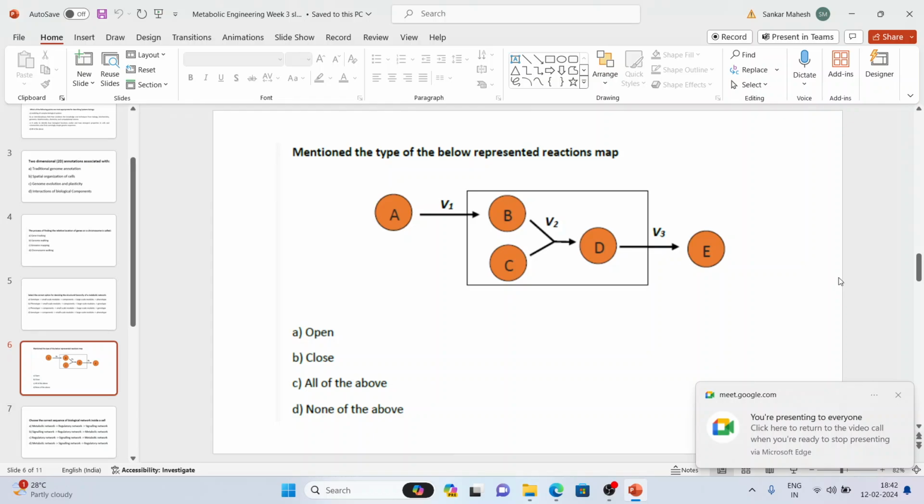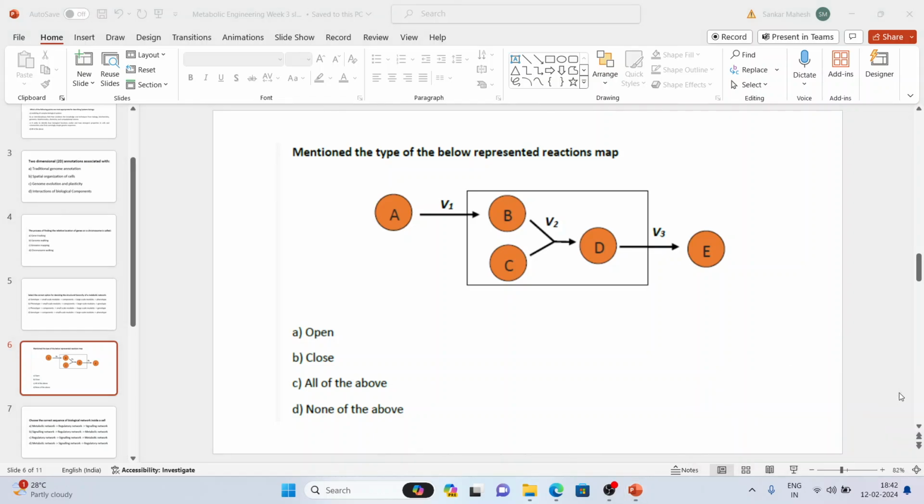You can share your thoughts on whether you think it's an open network or a closed network, or if it's a combination of both. Open reactions are those where the materials can be exchanged with the environment. Here A is taken up from the environment and E is going into the environment. So that's why it is an open system. You're right. You explained that well.